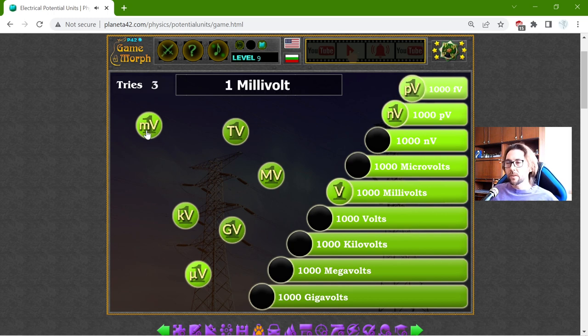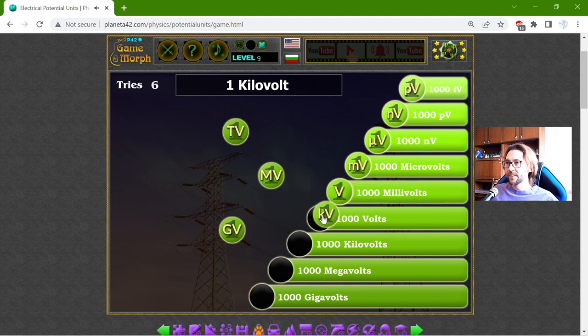1 millivolt should be equal to 1000 nanovolts. Nope. Okay, 1 millivolt should be equal to 1000 microvolts. This is correct now. 1 microvolt should be equal to 1000 nanovolts.